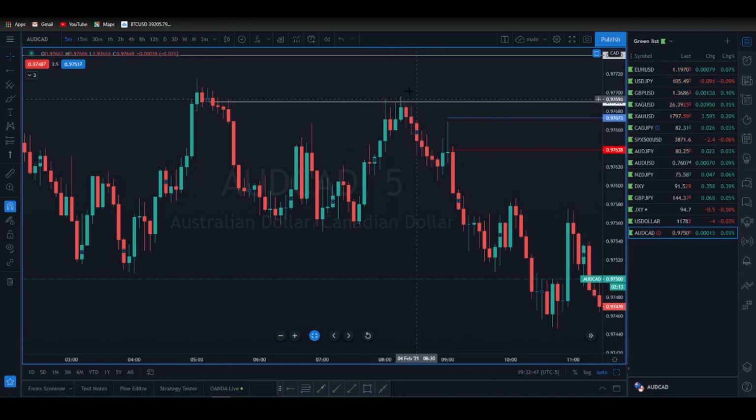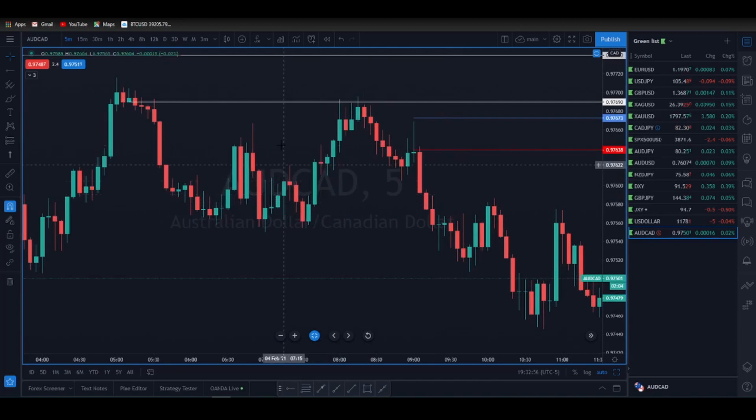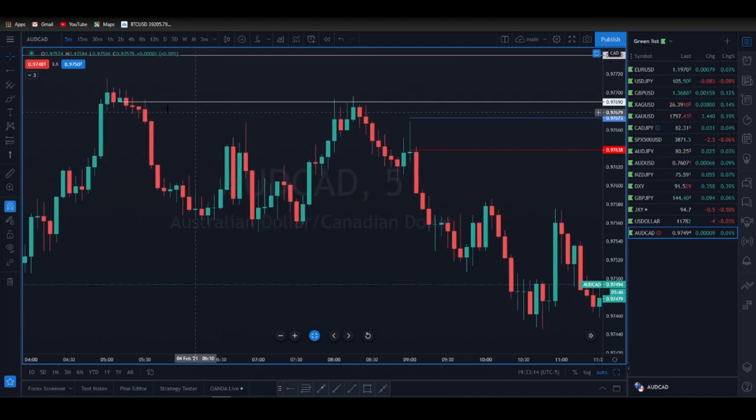So I didn't get a perfect entry. I didn't enter up here because I want to see price show me that it wants to trade away from that level to validate the resistance. All right, so we got that. We traded down on this push up. I got short right here on this red line. That level is 0.97638. This level up here was 0.97690 if you want to know.